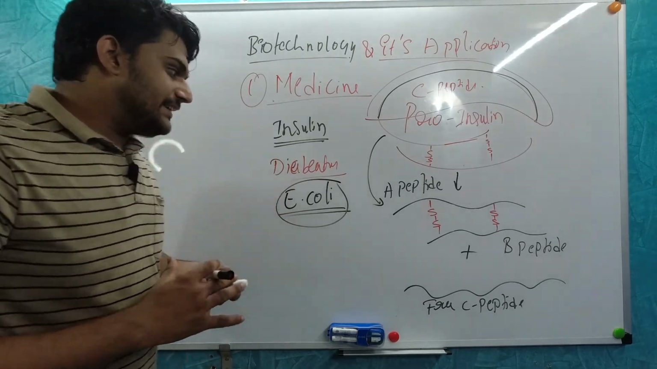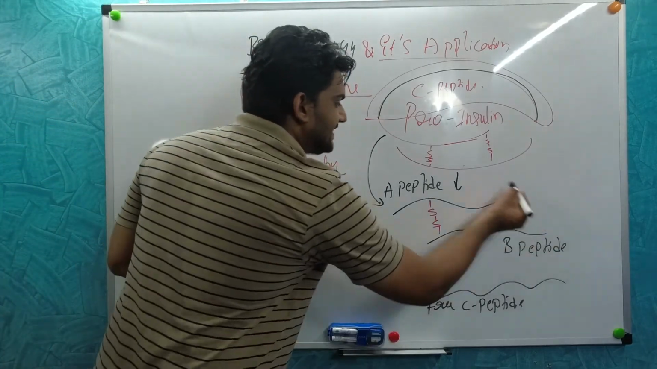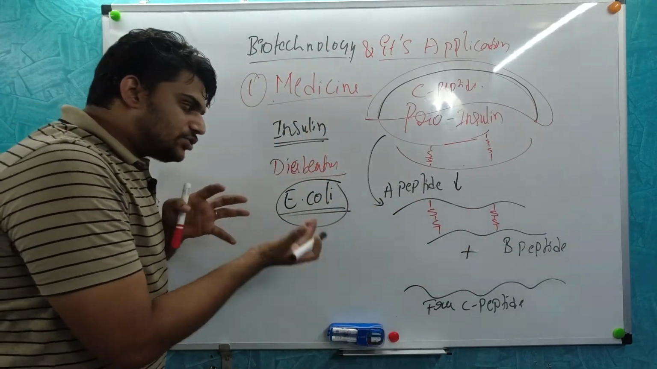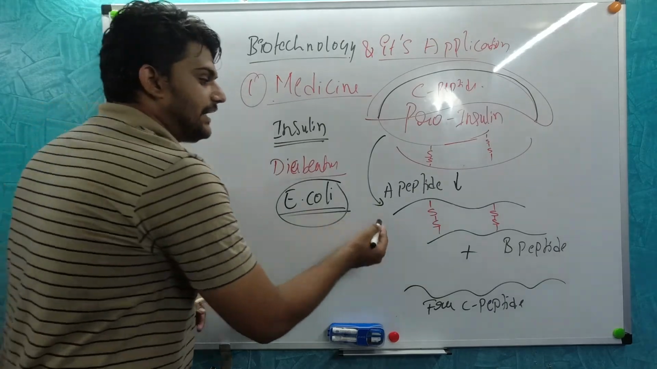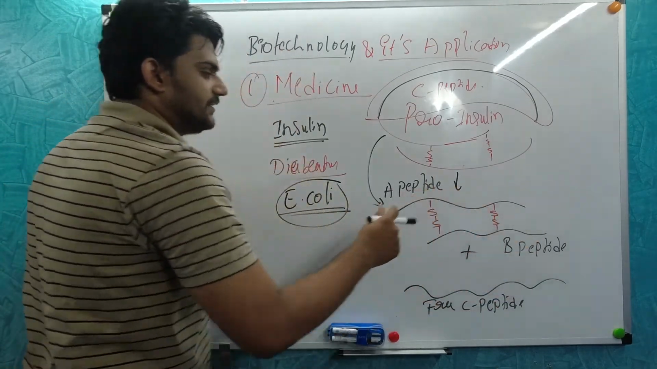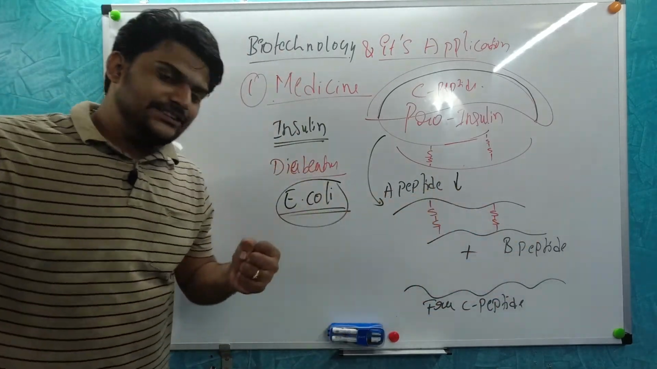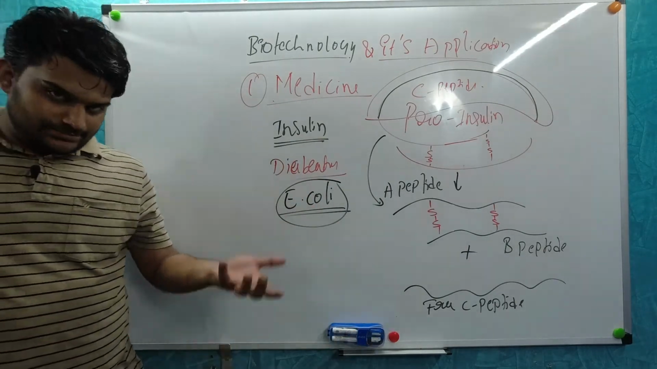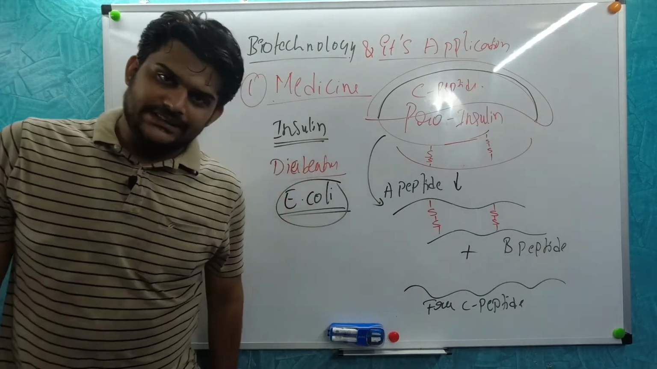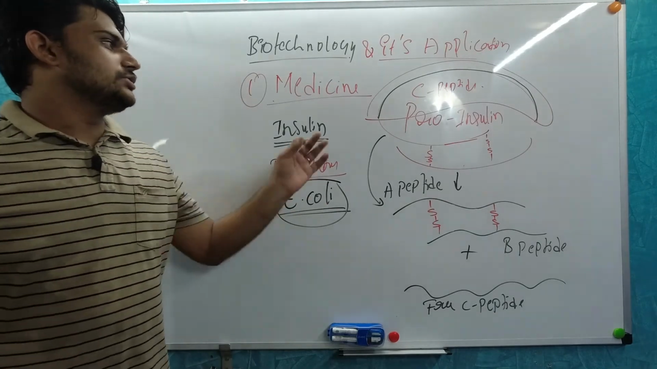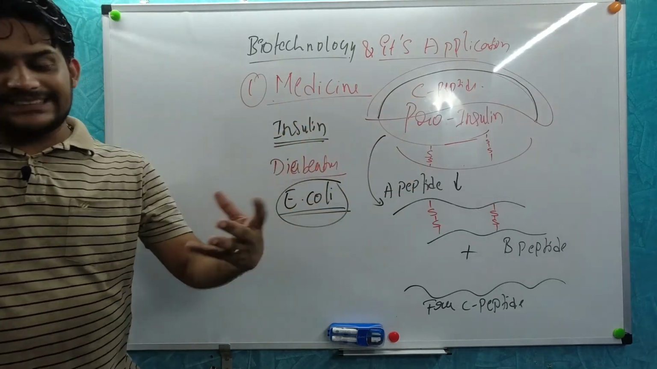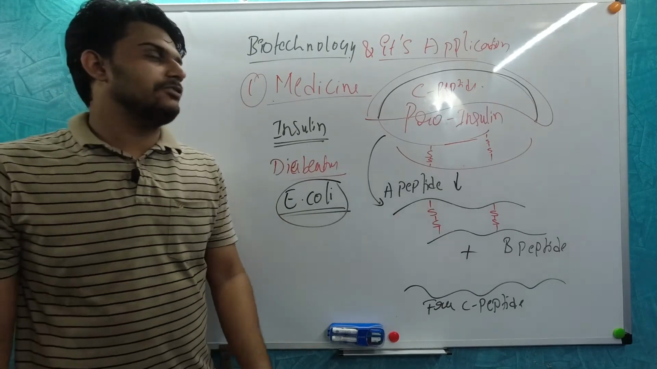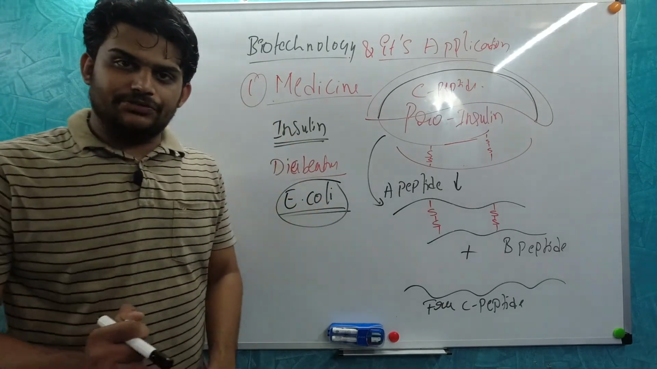After the formation of this, they took that insulin and it is now administered to individuals who are suffering from diabetes mellitus. So this is one example for insulin. We will discuss more types of medicinal application in the next video.